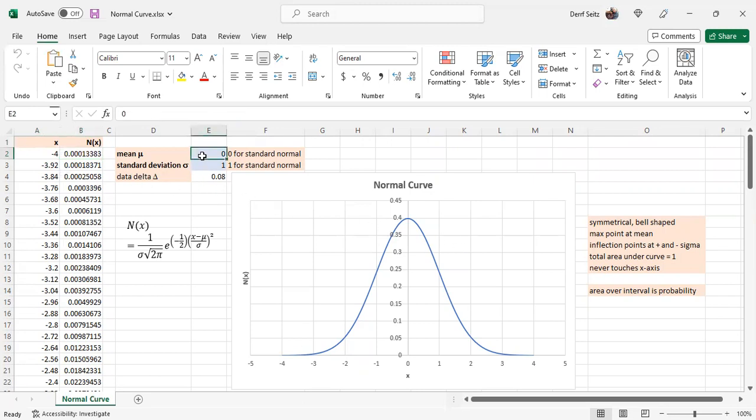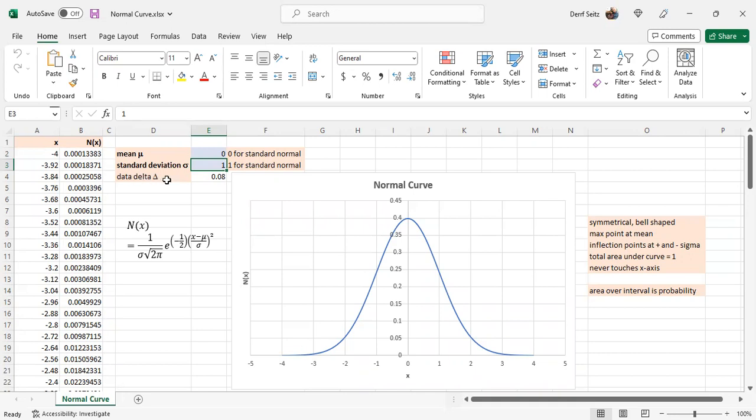There's two values that you must enter into the blue cells here: the mean of the normal distribution and the standard deviation of the normal distribution. And for this case here, I'm starting with the standard normal distribution, which has a mean of 0 and a standard deviation of 1, as indicated by the comments there.